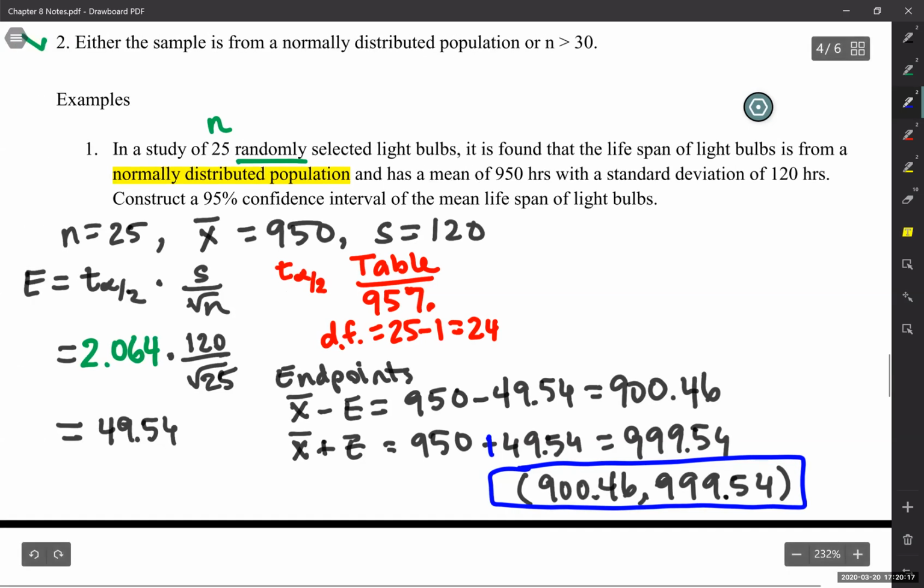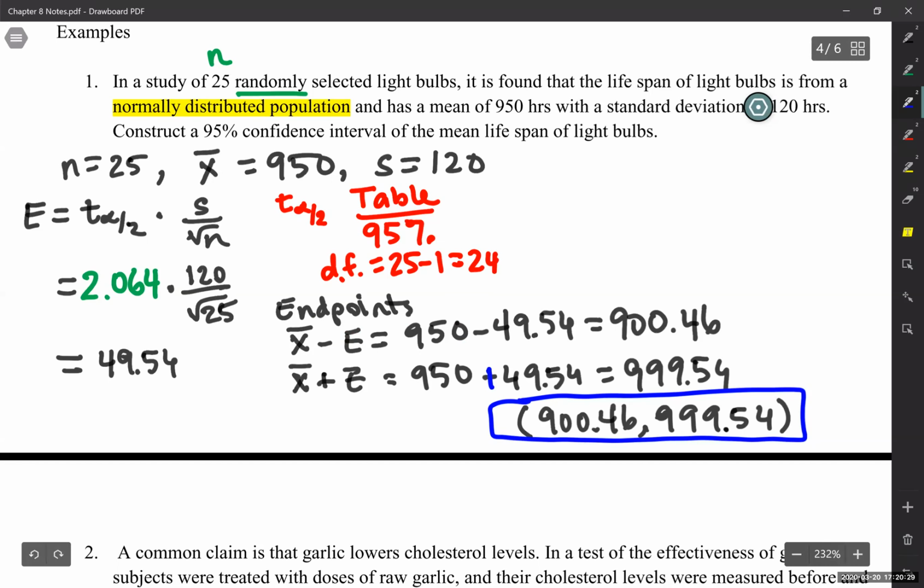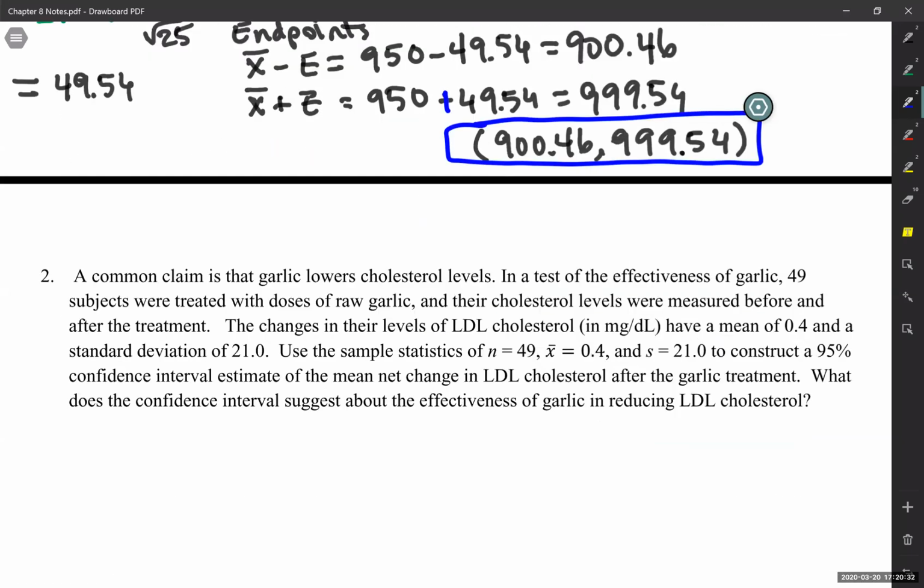Now that I don't need to show you the new stuff because we've already talked about everything, we can just get back into practicing the steps and looking at that table. So here we have a claim that garlic lowers cholesterol levels. And just like in chapter 7, we had to determine which problems were mean and which were sums. We are going to be determining which problems are mean and which problems are proportion. Today, the whole topic of this video is mean, so that's a big clue.